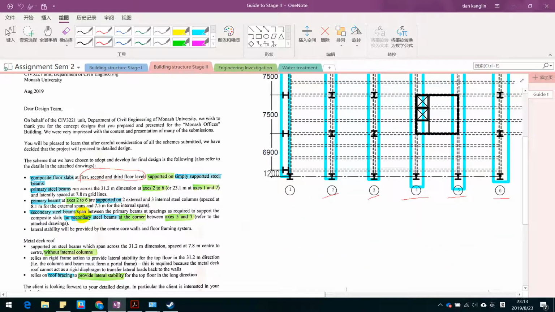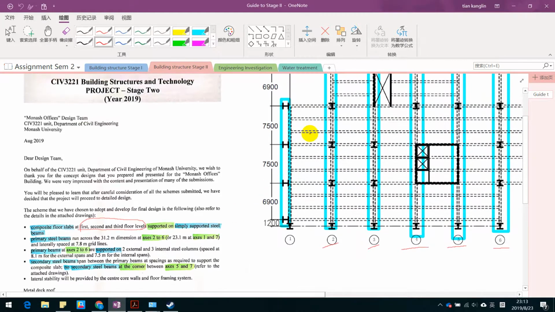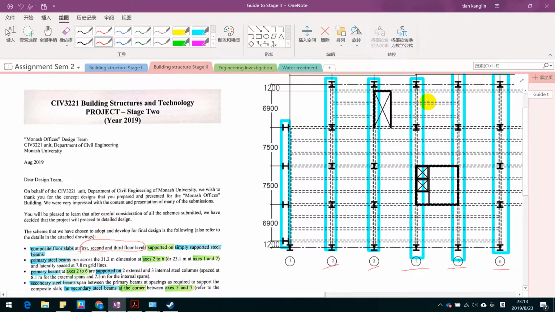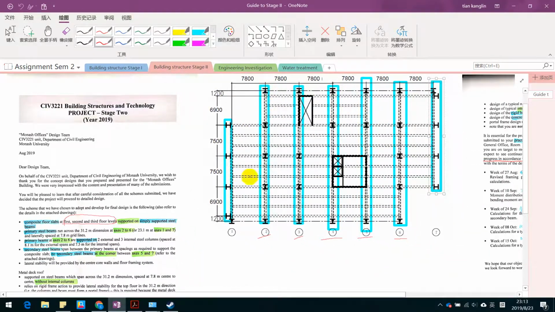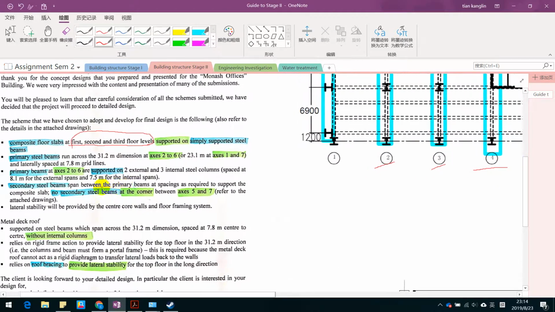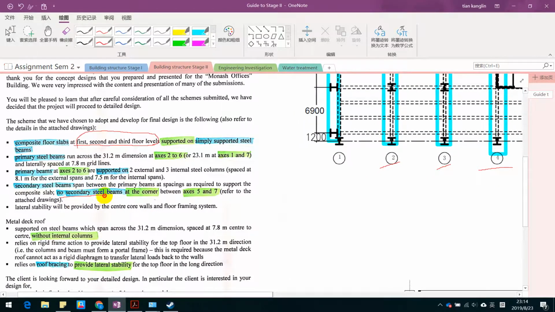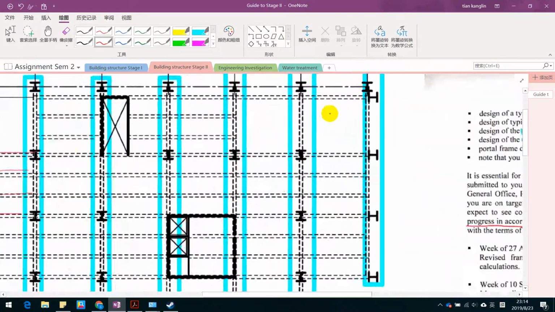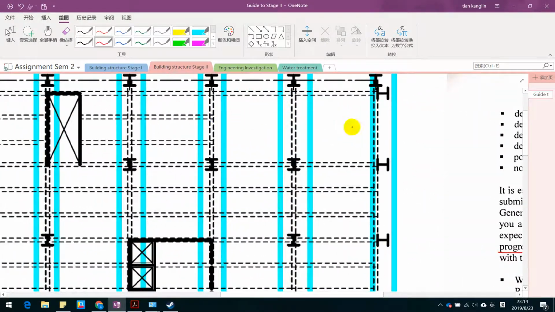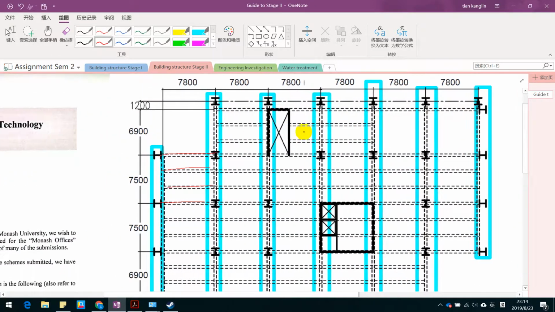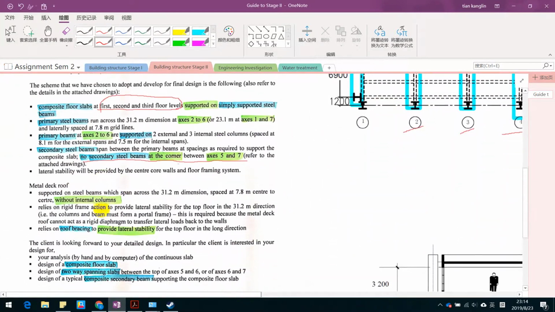The secondary steel beams span between primary beams, so that means because these are the primary beams marked in blue, the secondary beams are just those sitting on it. The only exception here is that there are no secondary steel beams at the corner between axis 5 and 7, and that's this special part. As we can see, there are no secondary beams here. We'll talk about these places later.